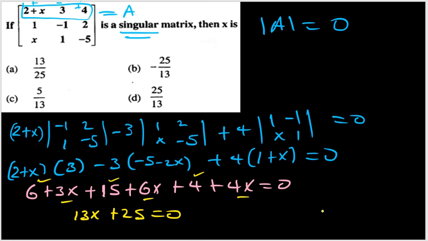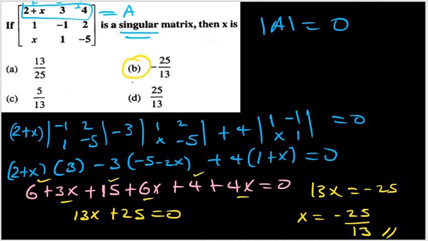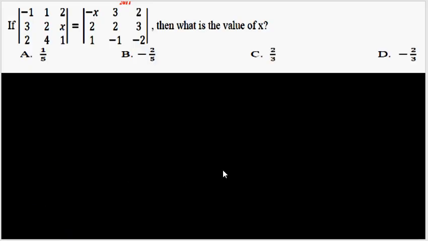From here, when we reshuffle, 13x is equal to negative 25, then divide by 13 on both sides, and the x value will be negative 25 over 13. The answer will be B. Next question.